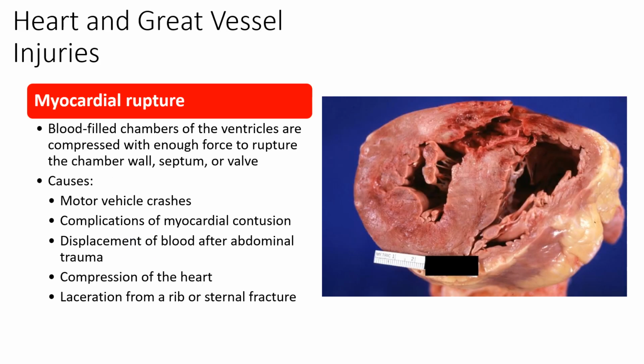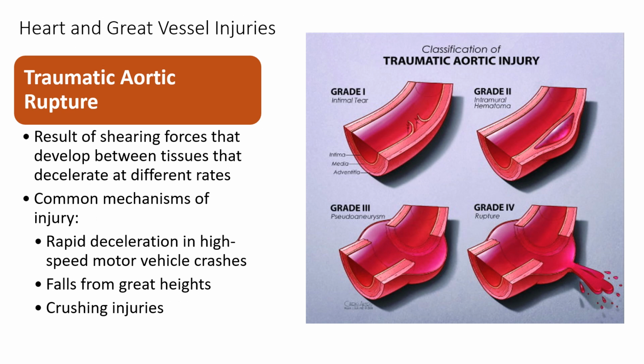Myocardial rupture. Pretty sure this picture over to our right is post-mortem. Could be wrong though. Blood-filled chambers, the ventricles are compressed with enough force to rupture the chamber wall, septum, or valve. Causes: MVCs, complications of myocardial contusions, displacement of blood after abdominal trauma, and compression of the heart or laceration from a rib or sternal fracture. Pretty gruesome, big injury.